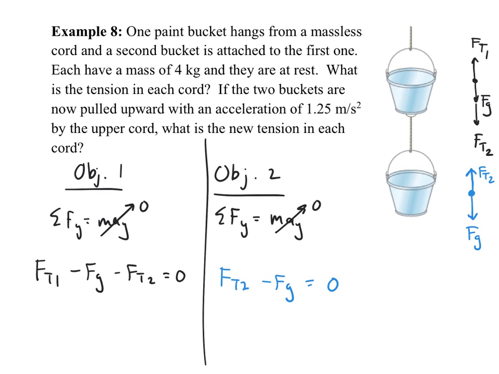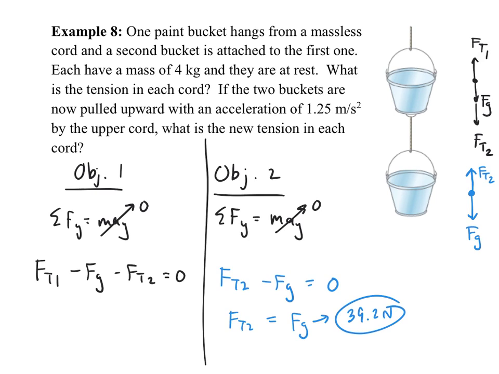So if you want to, you can leave MA here and just set it equal to 0 in the last step. And then for the next part, just set it equal to 1.25 if you want to. Or we'll go back and just plug it in. So let's get FT2 here. FT2 will equal FG if we move it over. And FG is really MG. So it's 4 times 9.8, 39.2.